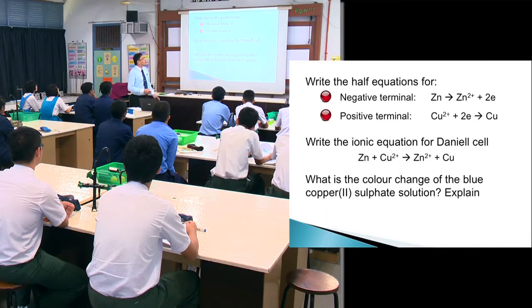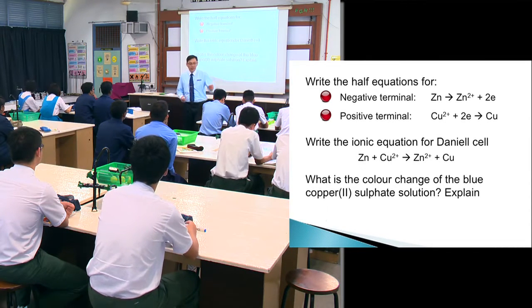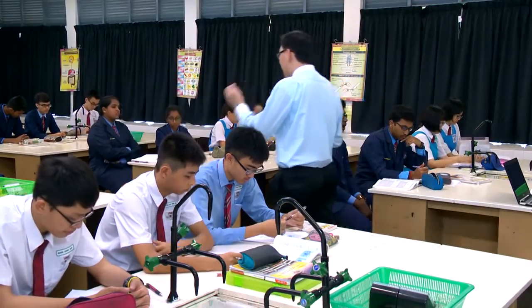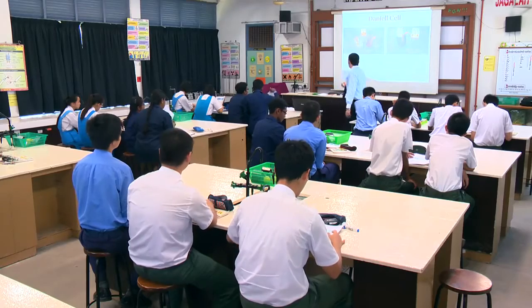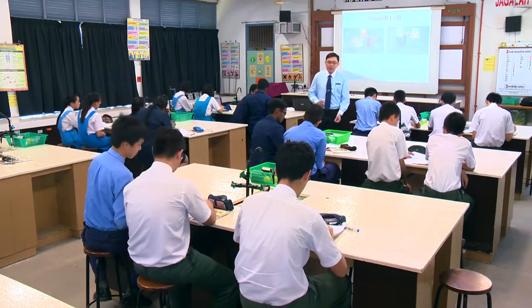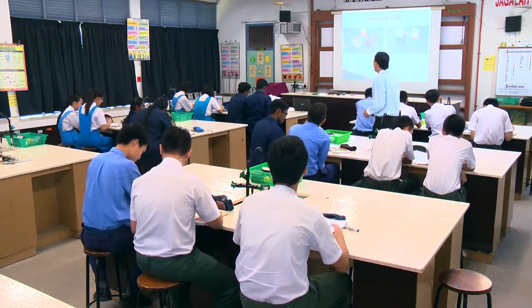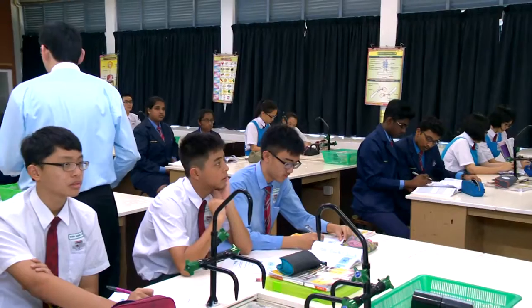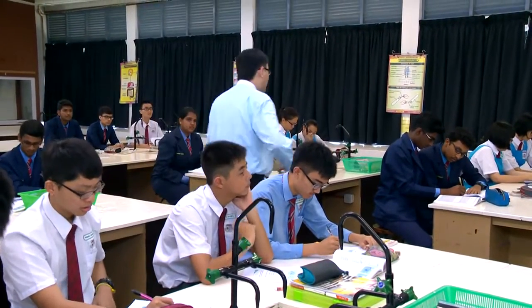Continue. So now we want to have a look at the equation. Okay. So what I want you to do is, once again, try to discuss with each other. I will guide you. Then we want to write down the equation. According to the diagram over here, zinc and copper, which one will become the negative terminal? Zinc, right? Okay, zinc will become the negative terminal. So help me to write down the half equation in the negative terminal.